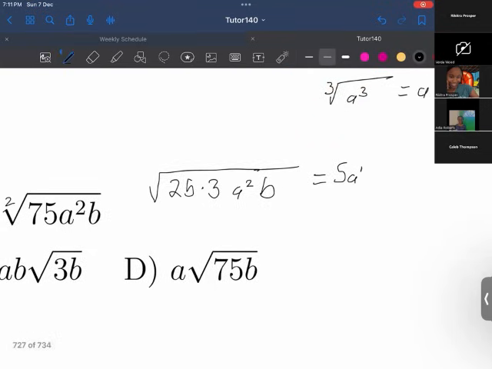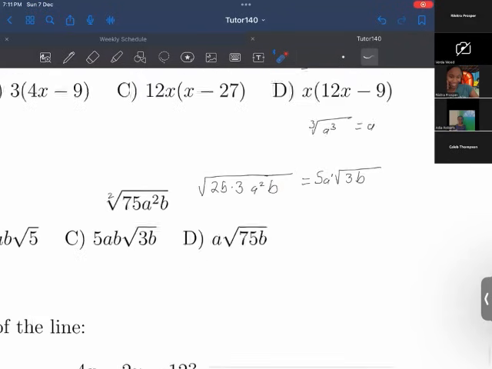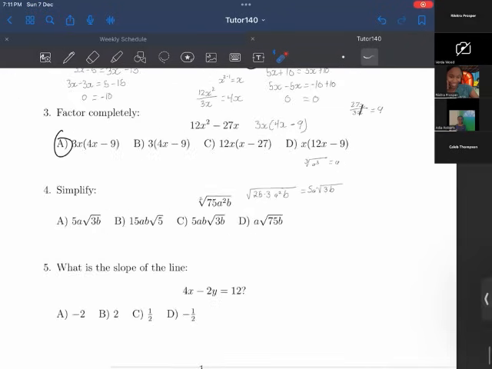And what's left on the inside of this radical would just be 3b, because we can't take 3 out of the square root, and we can't take b out of the square root, because the index is 2 and the exponent on b is only 1, so we can't take it out. It has to stay there. So our answer to this would be A.